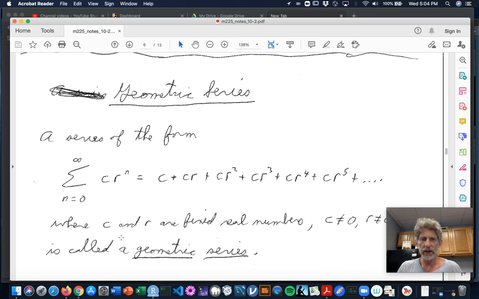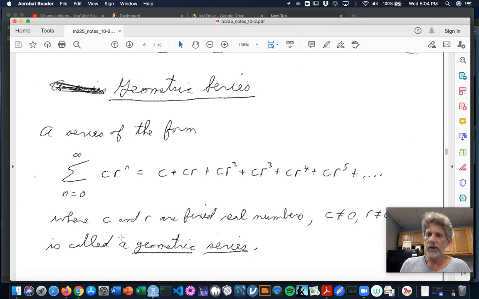Okay, that's all I've got for now. Next time we're together, I'm going to examine another kind of infinite series where it is possible to figure out fairly easily whether it converges or diverges. These are called geometric series. We'll deal with them next time.